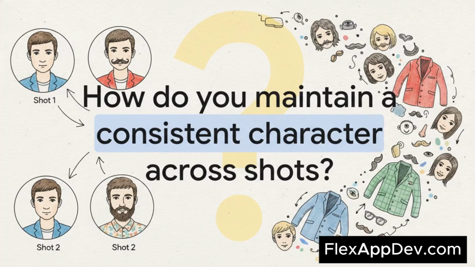Okay, this is the big one, isn't it? It's the classic nightmare of AI video generation. You nail the perfect character in shot 1, but by the time you get to shot 3, they've suddenly grown a mustache or their jacket has completely changed color.